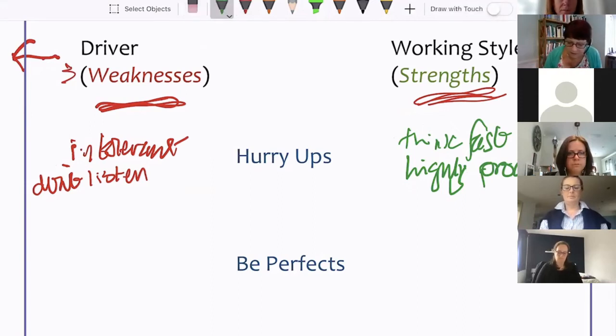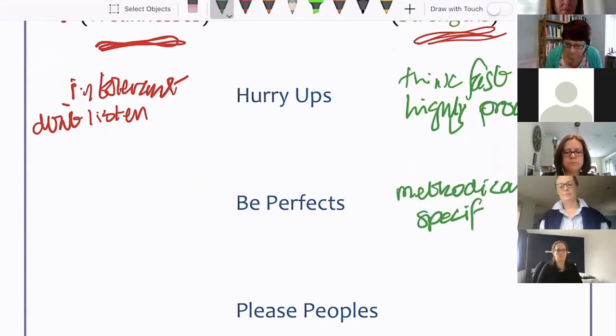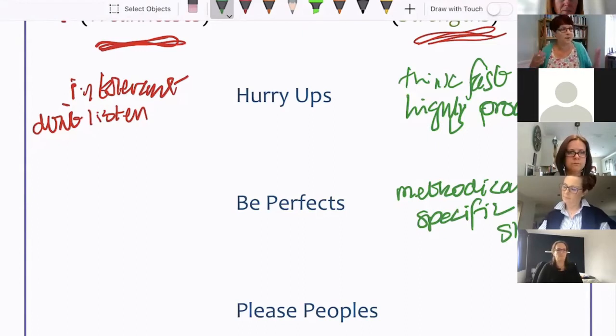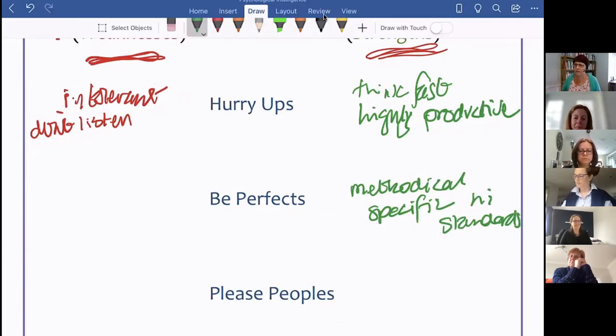Be Perfects. I know I'm going to get my colour scheme confused, you'll have to bear with me. Be Perfects are very methodical. They're very specific. They have high standards. Doesn't matter what they're doing, high standards. They will dress absolutely perfectly for the role. Their handwriting, mine will give them a meltdown. Their handwriting is generally very neat and they'll have everything organized. They won't like the fact, by the way, that I haven't finished off the word hi. I'm being a bit silly, for comical effect, if you like.